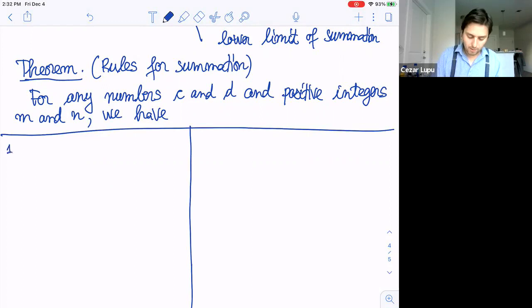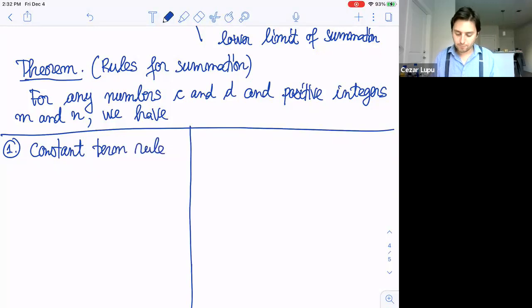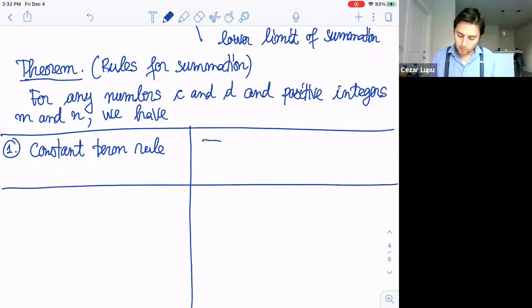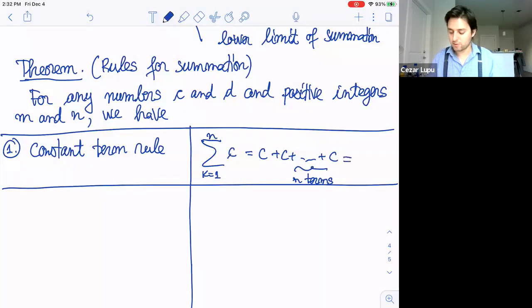So the first one here is the constant term rule, right? Which says the following. If we have a constant C, and you sum from k equals 1 to n this constant C, this will be nothing other than C plus C plus C plus C, and you have here n terms, and this will be nothing other than just n times C.